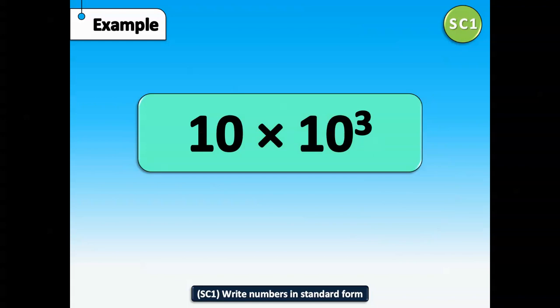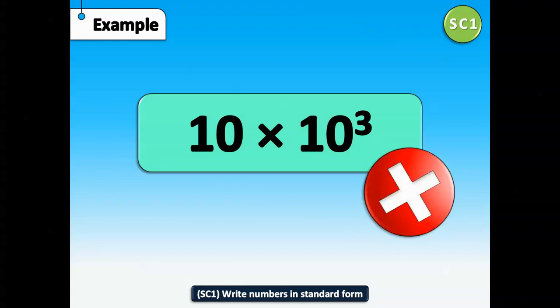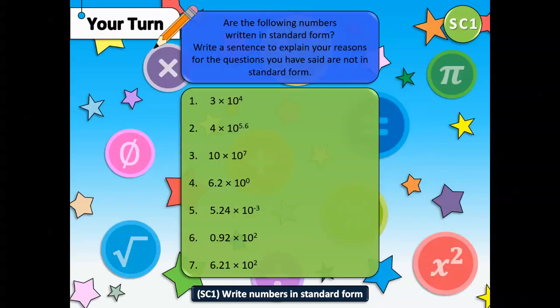10 times 10 to the power of 3 is not in correct standard form, because the number at the front should be a number between 1 and 10. It can be 1, but it needs to be less than 10. Here are some questions for you to have a go at. Pause the video, and when you're ready to mark your work, press play.